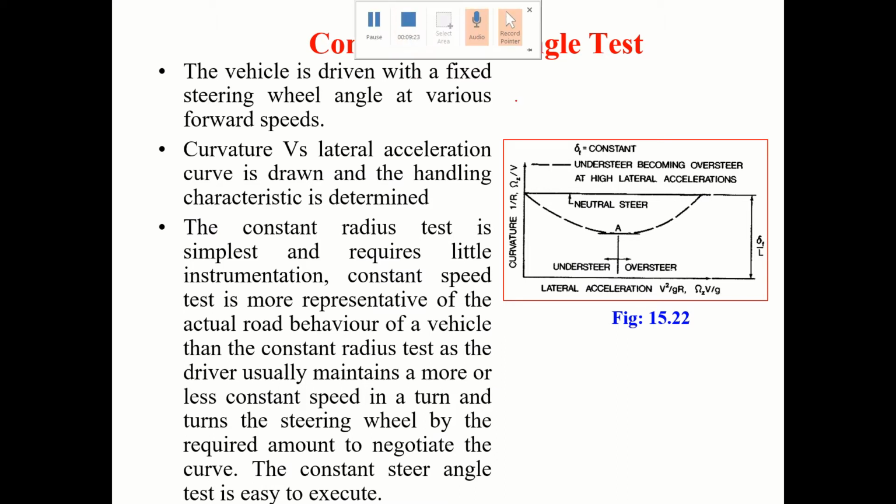Constant steer angle test. Now we have to change the velocity. Also we have to change the R value, so that the delta should remain same. Okay. So here the vehicle is driven with a fixed steering angle at various forward speeds.